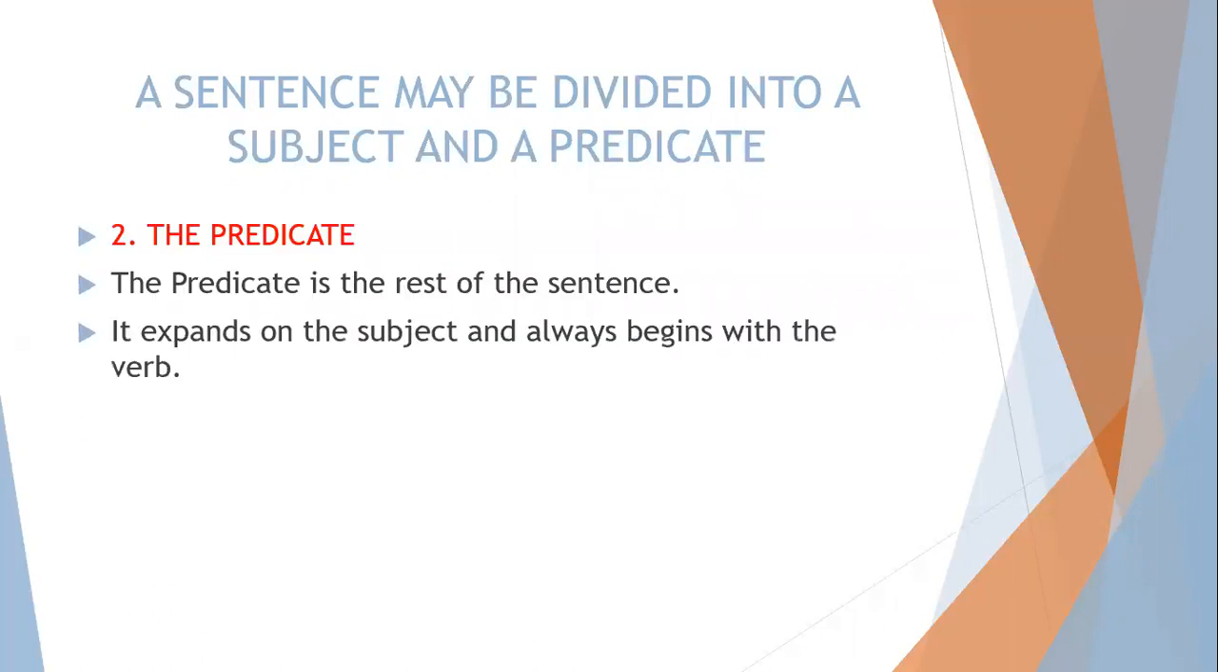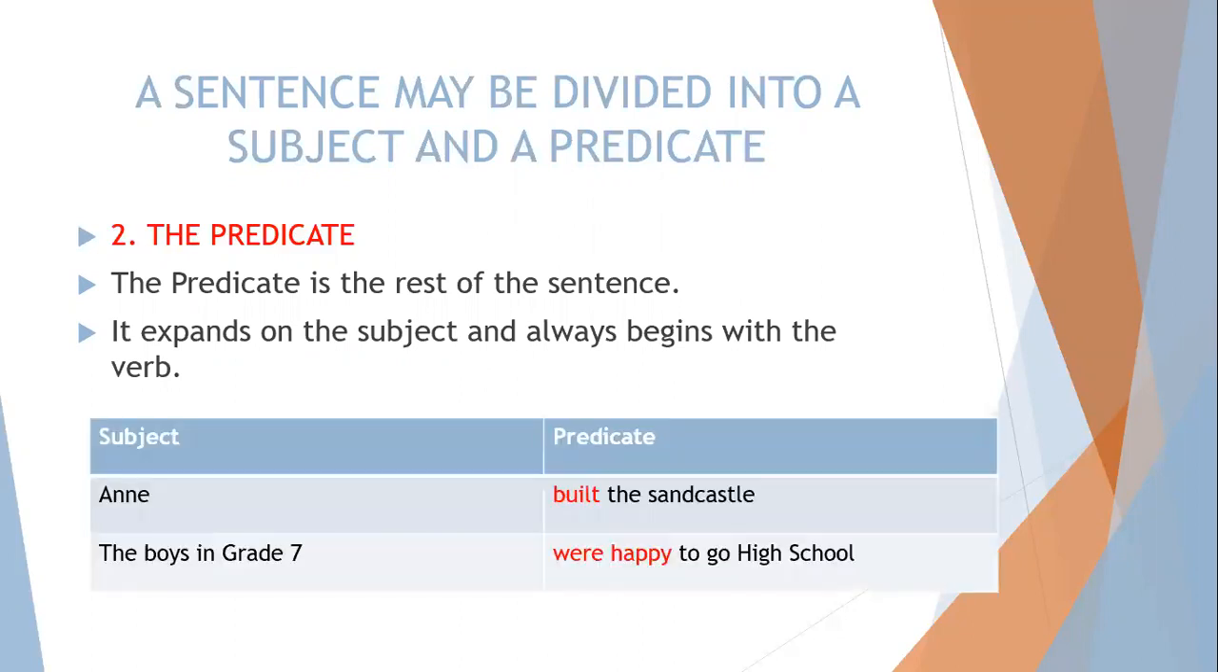The predicate is the rest of the sentence. It expands on the subject and always begins with the verb. So Anne is our subject. Built the sandcastle is our predicate, the verb being built. The boys in grade 7. So not just any boys, it's particular, it's the boys in grade 7. We're happy to go to high school.